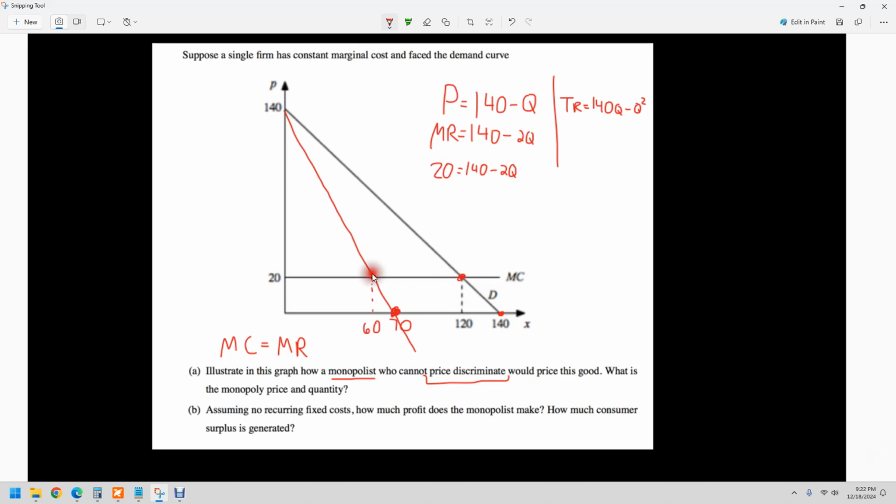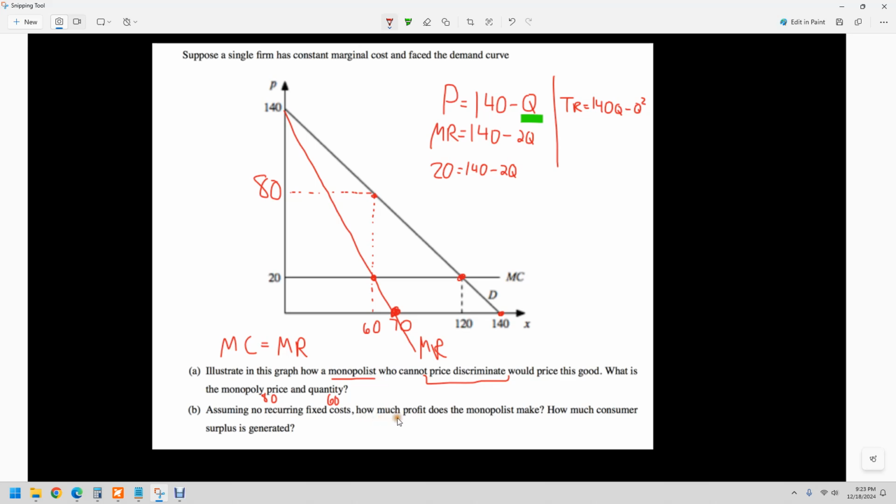Then I want to mark up the price to get our profit maximizing price. So all I'm going to do is plug 60 back into the initial demand function. Plugging in 60 here tells me that the price is 80. So now I've got my monopoly price, which is 80, and my monopoly quantity, which is 60. I drew that marginal revenue function on the graph.